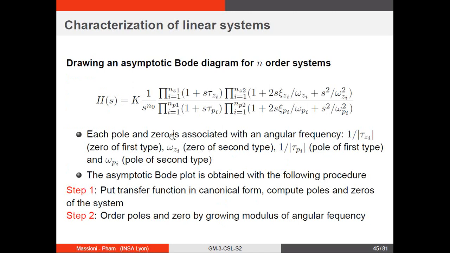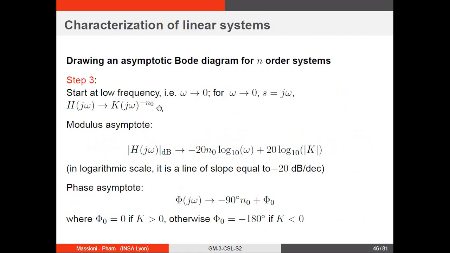Well, just look at this formula here. If s goes to 0, s is j omega, omega going to 0, then you are left only with 1 plus 0, 1 plus 0, 1 plus 0, and 1 over s to the power n naught. So basically H of j omega for omega going to 0 is asymptotic to k divided by j omega to the power n naught. There you go, this one, okay?